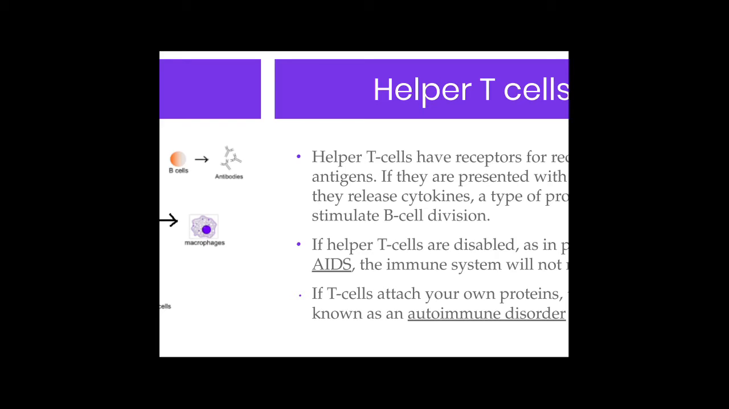When helper T cells are disabled, this is where your immune system cannot function properly. The T cells are not going to be able to determine what is self versus not self, and you may begin to attack your own cells. So this is called an autoimmune disorder, which we'll talk more about in a little bit.